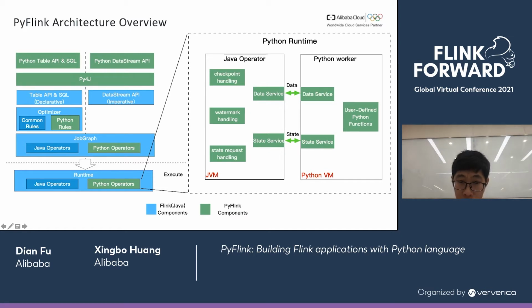As for the state service, we don't let Flink provide state operations on the DataStream API.